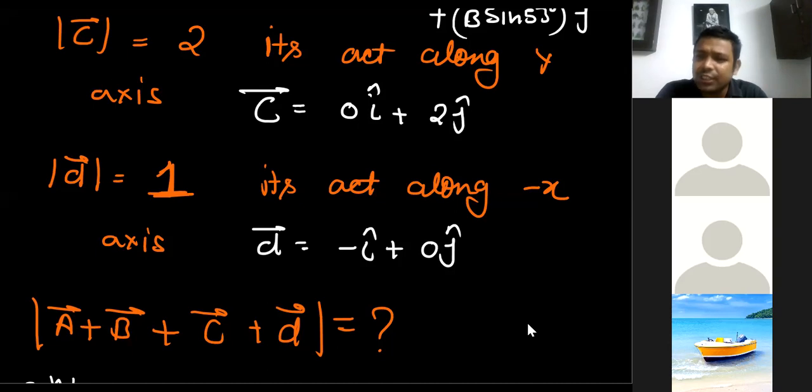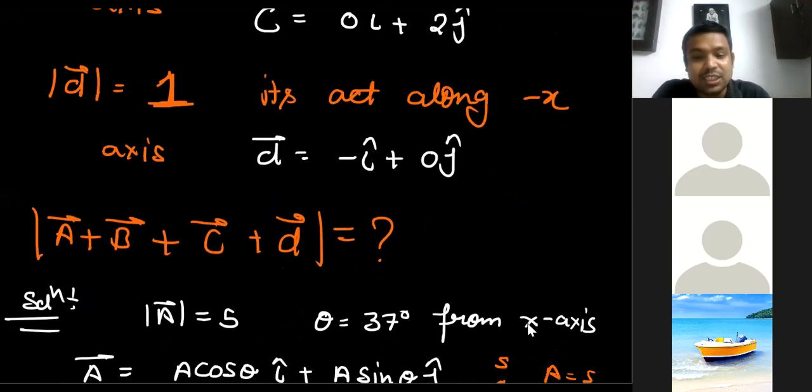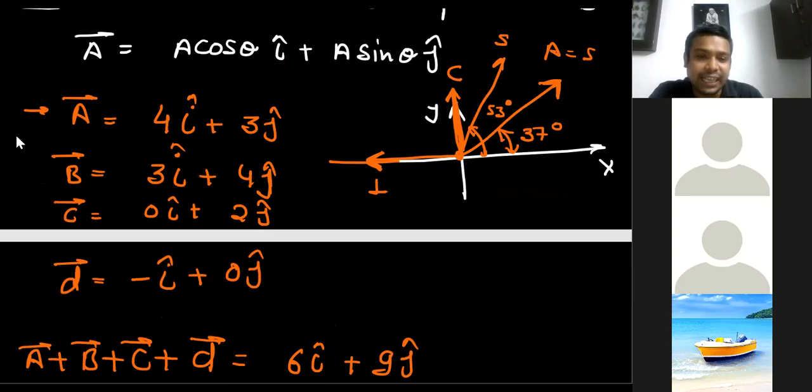So, in addition, it is very easy. All coefficients of the i components are to be added, and all coefficients of the j components are to be added. Similarly, A is 4 i cap plus 3 j cap, B is 3 i cap plus 4 j cap, C is 0 i cap plus 2 j cap, and D is minus i cap plus 0 j cap. Now all coefficients of i cap are added. So this is 4 plus 3 minus 1, which is 6. And the j component is 3 plus 4 plus 2, which is 9.